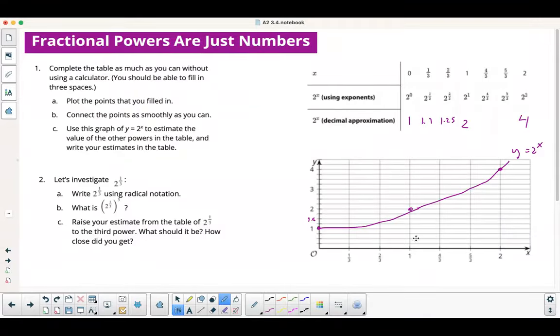2 to the 4/3. So 4/3 looks like I'm right here. That looks like 2.5. 2 to the 5/3. That looks like 3. And then 4. Okay. So let's investigate it. Write 2 to the 1/3 in radical notation. So that's the cubed root of 2.